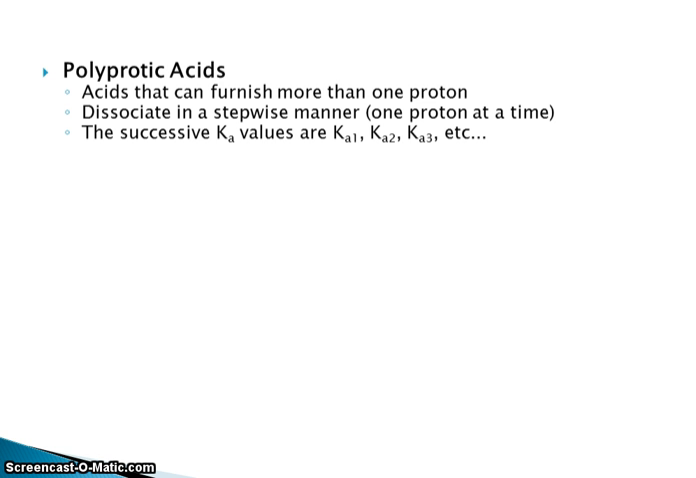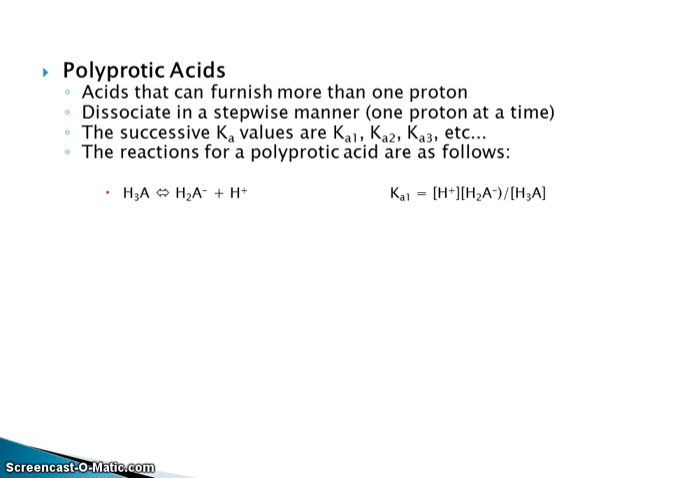And each of those dissociation processes will have their own Ka value. So we'll have a Ka1, Ka2, and so forth. So let's say that we have the generic acid H3A. It's a triprotic acid. So in our first step, we'll remove the first hydrogen ion, and we'll have a Ka1 value for that.